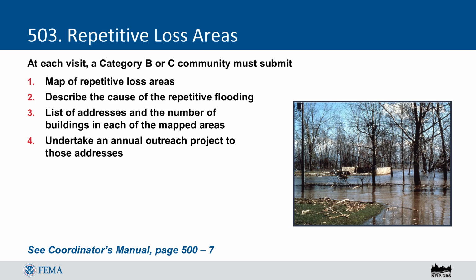Just to recap, at each visit for CRS cycles, Category B and C communities must undertake the mapping, describe the repetitive loss flooding issues, provide a list of addresses and number of buildings per defined area, and conduct the outreach. Keeping in mind that this exercise is required at each cycle and outreach is required annually, I will reiterate that it is to your advantage to keep your repetitive loss properties updated between cycles each time we provide an update to the repetitive loss data.